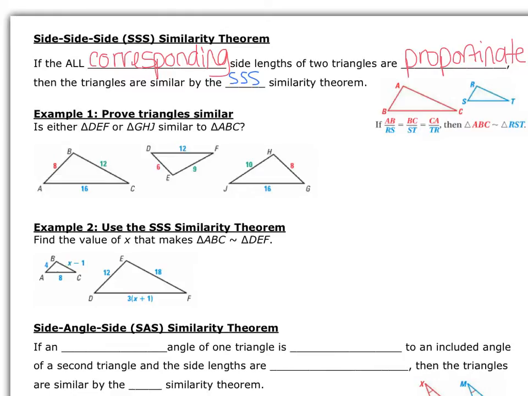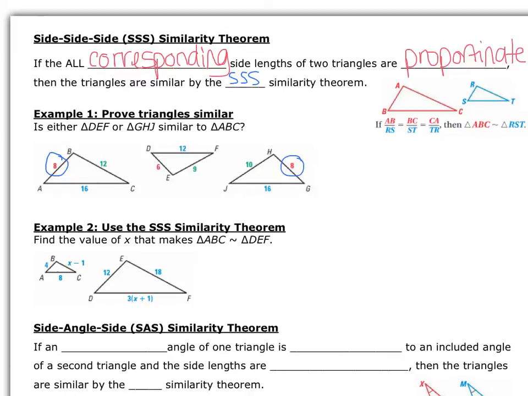All right. Example 1. Prove triangles are similar. Is either triangle DEF, this one, or GHJ similar to ABC? Which one of these other two is similar to ABC? Well, the way you figure out if triangles are similar, you have to see if the sides are proportionate. If they're proportionate, they have the same ratio. Ratios are fractions. So we're going to set up fractions. Remember, the smallest side is going to pair up with the smallest side.